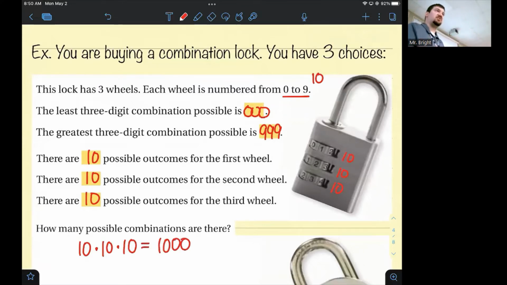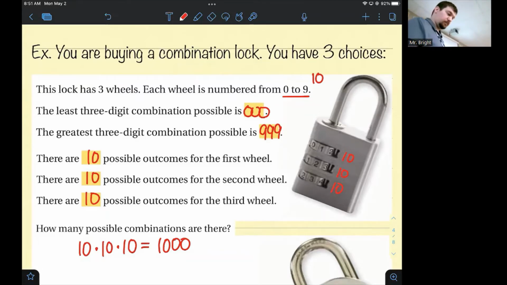That's a pretty secure lock. I mean, someone could be trying up to 1,000 times to try to break in, unless you've told them the code or something, in which case they could eliminate a lot of their options.